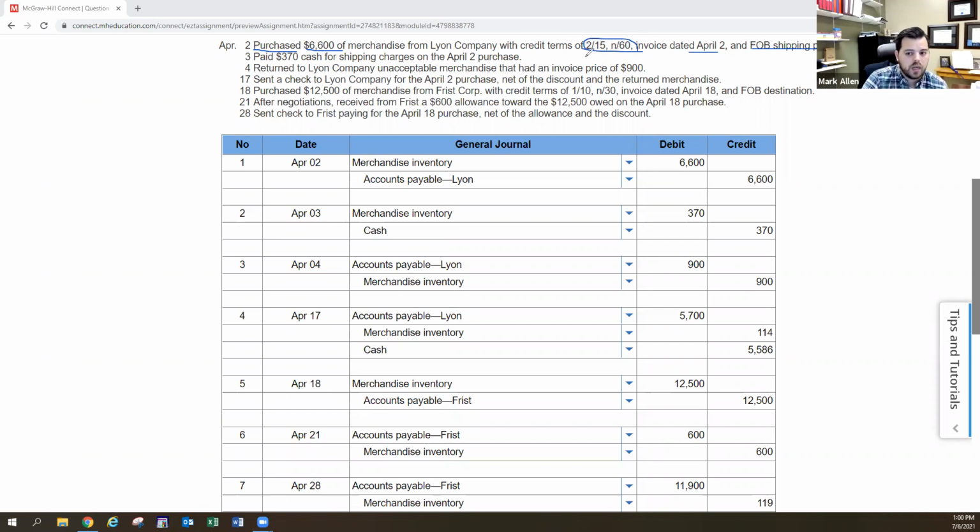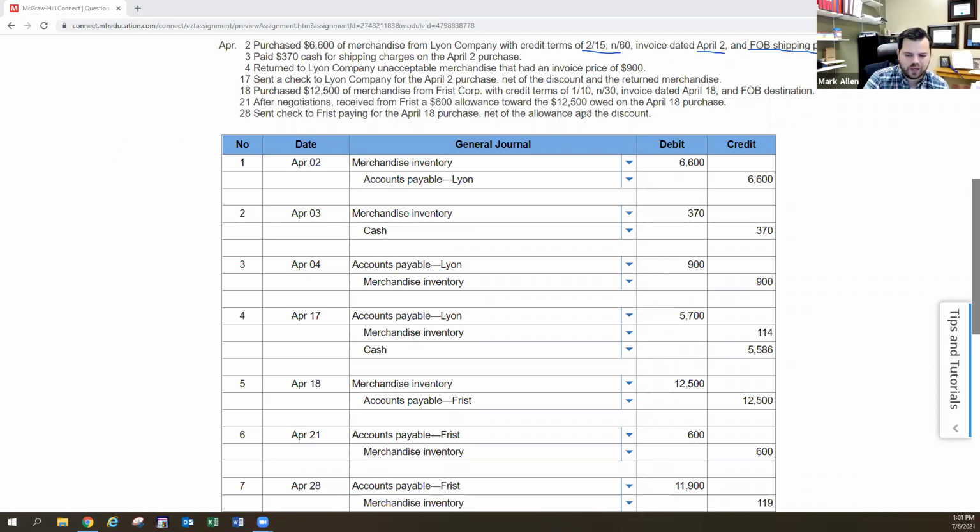So what does this tell me? 2% discount if I pay within 15 days. If not, the net amount, the balance, is due in 60 days. Write that down if you need to. Say that out loud to yourself as you're doing the homework, but make sure you understand what that phrase is telling you. Now, notice this is dated April the 2nd, and then we get this idea FOB shipping point.